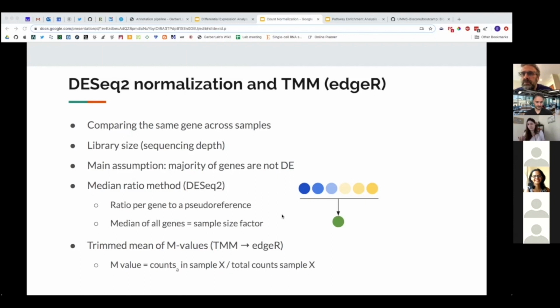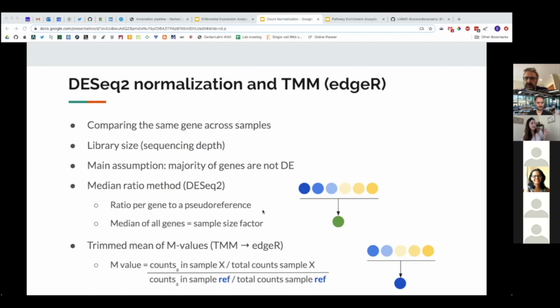And what is an M value? It's another ratio. It's just the counts of gene A in sample X divided by the total counts in sample X. So remember that relative abundance, really simple, that we talked about in the beginning. But they divide that by the same ratio in a particular reference sample. So in this case, you pick one of your samples to be the reference, and all the others will be compared to that one. Instead of creating a pseudo reference, it just picks one, compares all the others to that, and generates these M values.